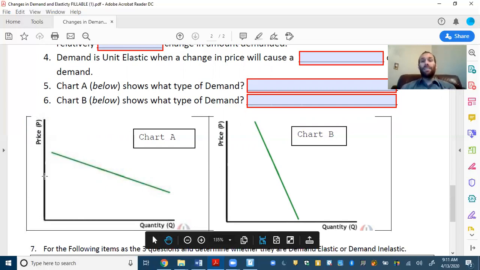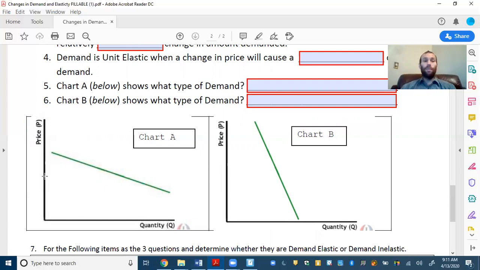What that means is that a smaller change in price would go way down this curve because it's a lot flatter, causing a much larger change in quantity. So flatter curves mean a small change in price causes a big change in quantity.